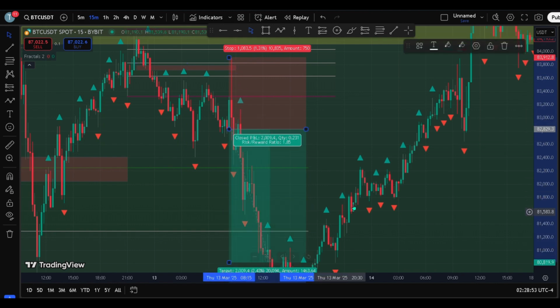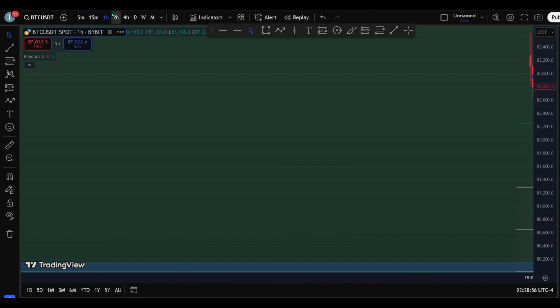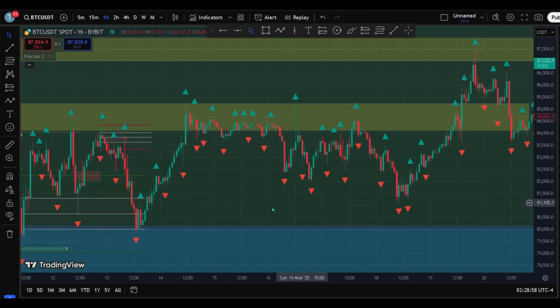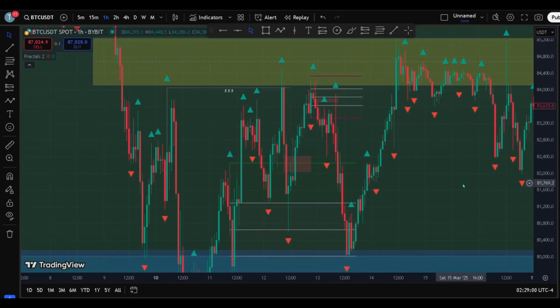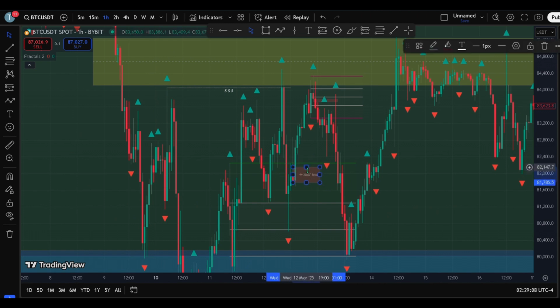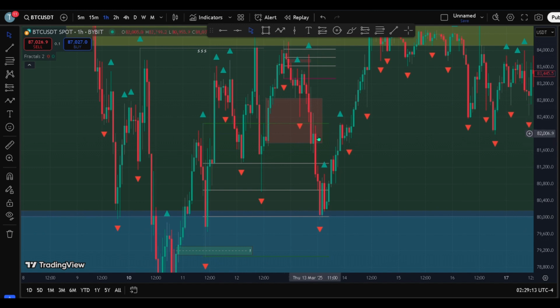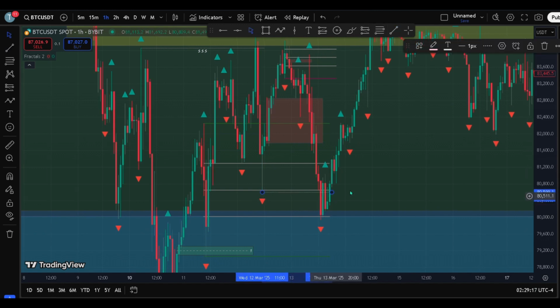And then as soon as you've entered, you need to go back to your 1 hour, and now you need to start looking at opposing areas that are going to give you some kind of problem, so that you know where to take your profits. That's going to be one of them. As soon as price makes its way through there, then where? Here is the next low.